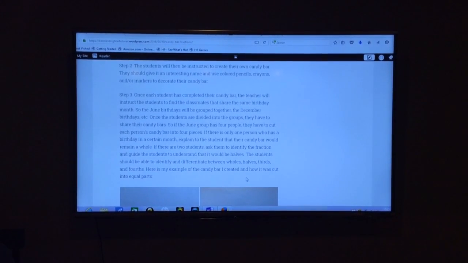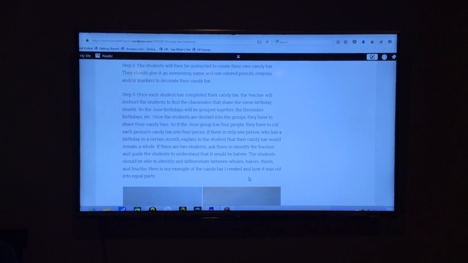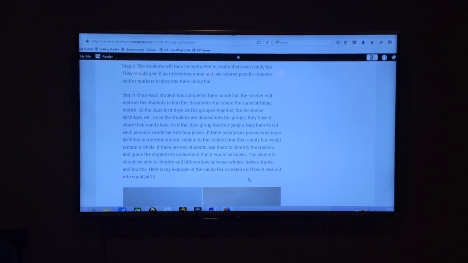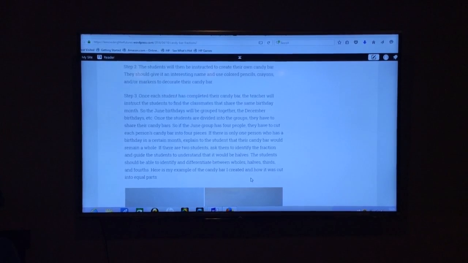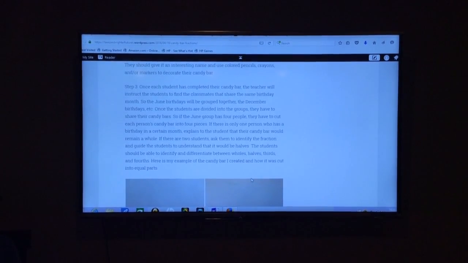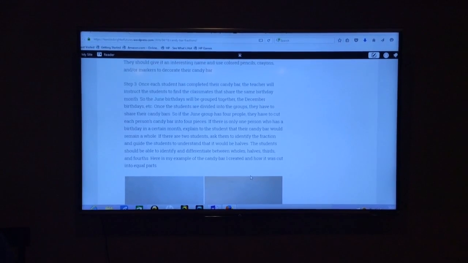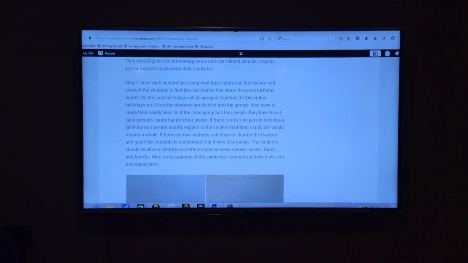And then use colored pencils, crayons, and/or markers to decorate their candy bar. And then once each student has completed their candy bar, you can have the students find classmates that share the same birthday month or that are all wearing blue shirts. You can mix it up however you would like, but for my example, I did birthdays. So for example, if the students' birthdays are in June, they have to walk around, find other June birthdays, and then once they're grouped together, they have to share their candy bars.